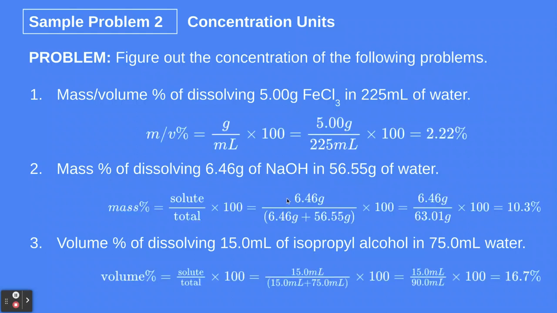All right, so this first one, mass per volume percent, is grams over milliliters. So you're going to take your 5 grams divided by your 225 milliliters, times it by 100 to get 2.22. The next one, you're going to take your mass of your solute divided by the total mass. So 6.46 divided by 63.01 times 100 gives us 10.3. And then the last one, taking the volume of the smaller amount divided by the total volume. So 15 divided by 90 times 100 gives us 16.7.